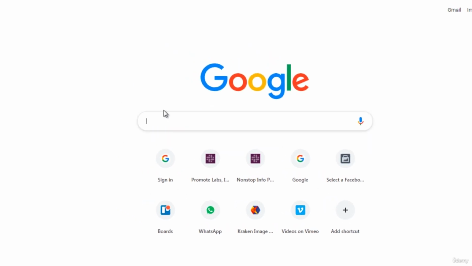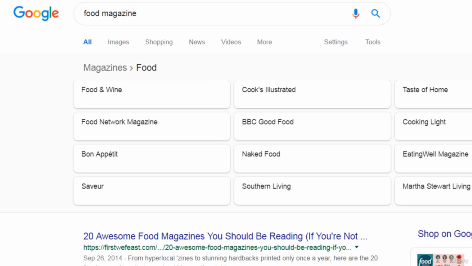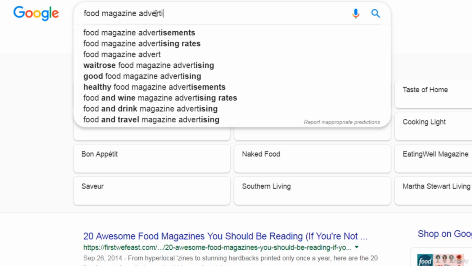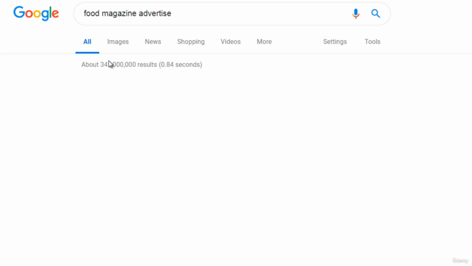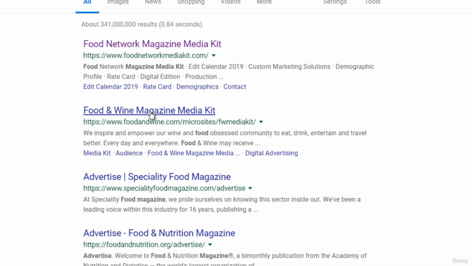So for the sake of simplicity, we'll type in food magazine, like so. And you can do food magazine advertise. So for example, the Food Network magazine media kit, the Food and Wine magazine.